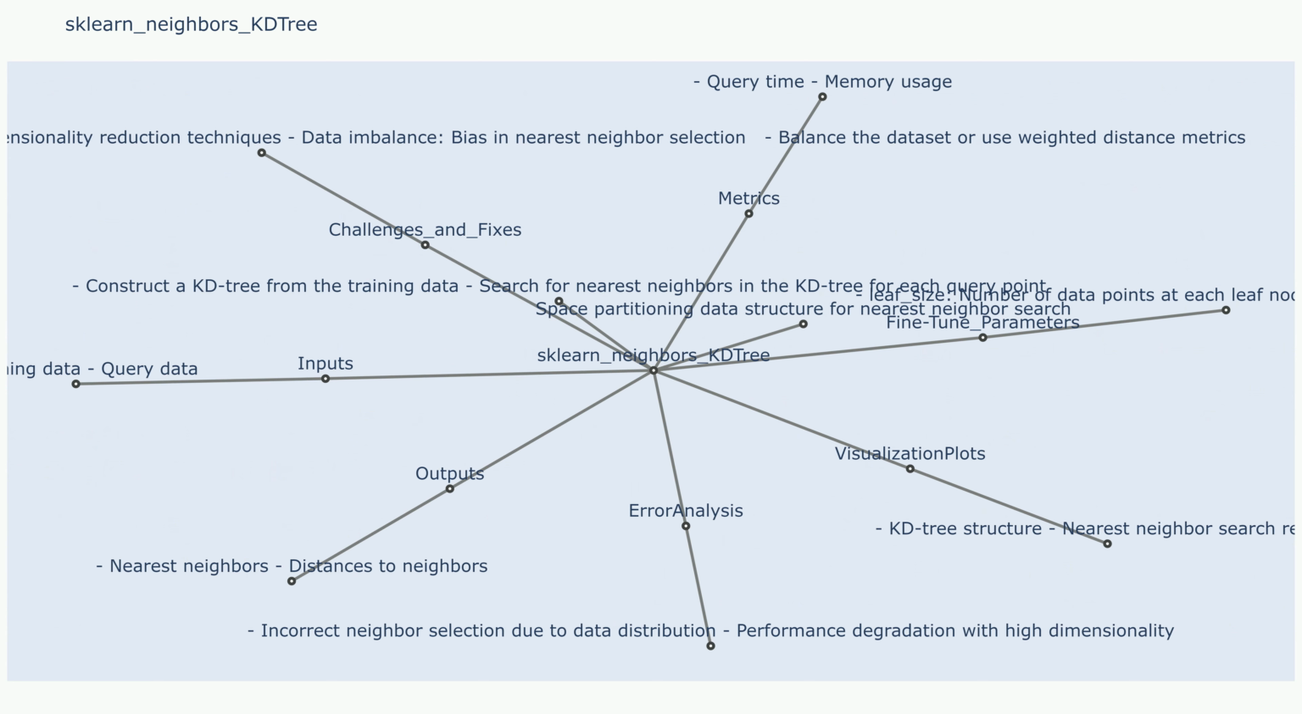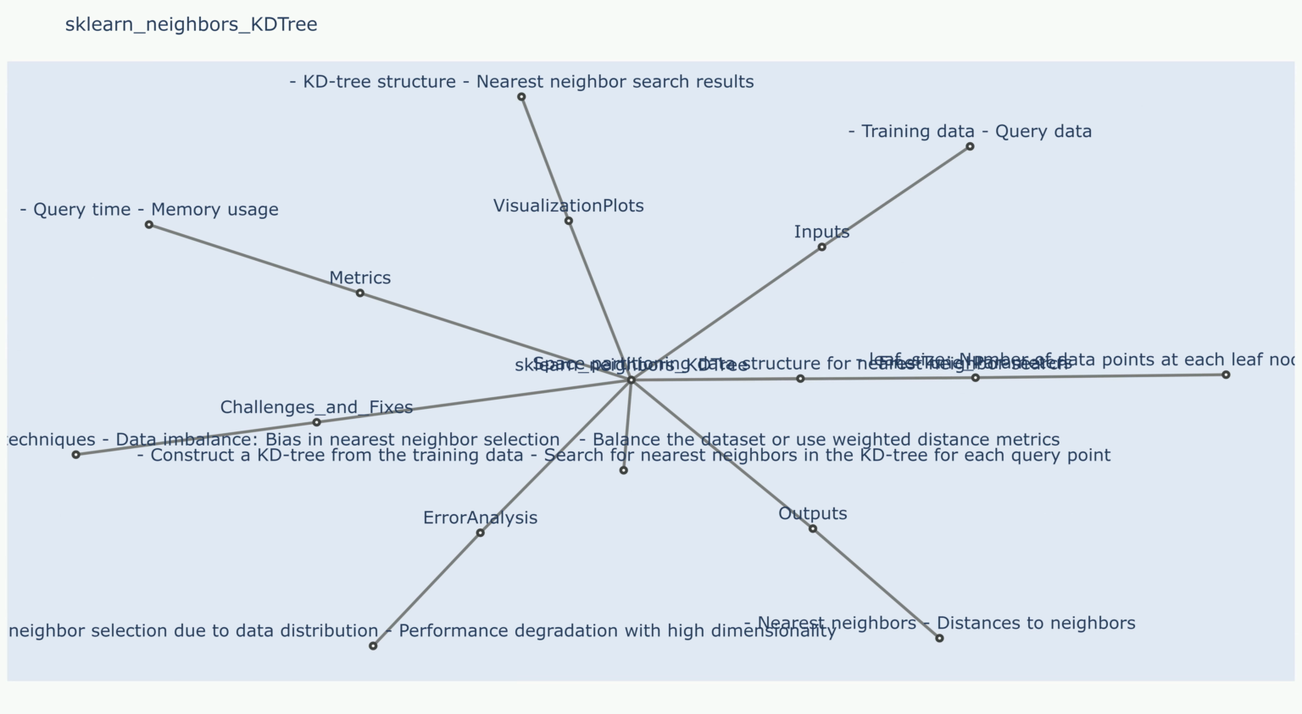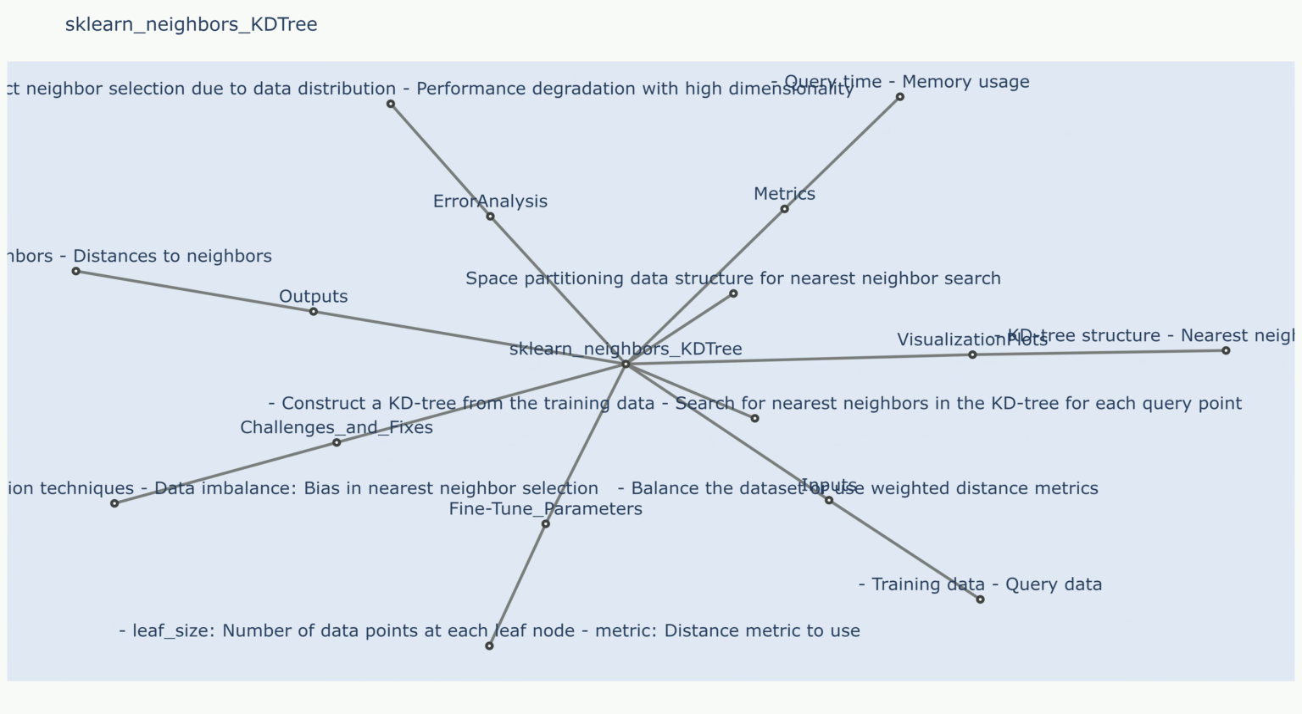Challenges and fixes. Curse of dimensionality. As the dimensionality of the data increases, the effectiveness of KD tree searches can decline due to the exponential growth of the search space. Sample use case that resulted in challenge 1: performing nearest neighbor search in a high-dimensional space with a KD tree may result in slow search times and poor accuracy.